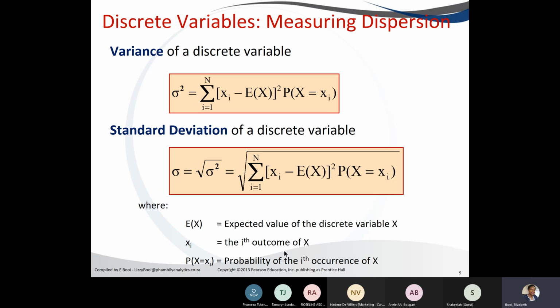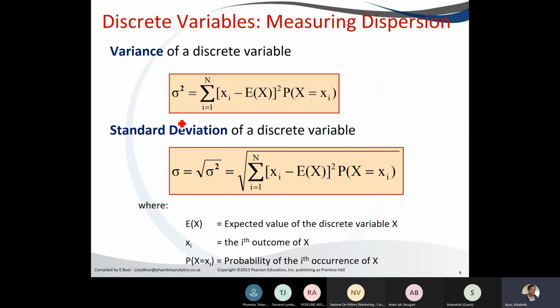We can also calculate the variance and the standard deviation. The variance is the sum of your x observation minus the expected value, which is the mean, squared, times its corresponding probability. And the standard deviation, which is the square root of your variance, is the square root of your sum of your x observation minus the expected value, squared, multiplied by its corresponding probability.